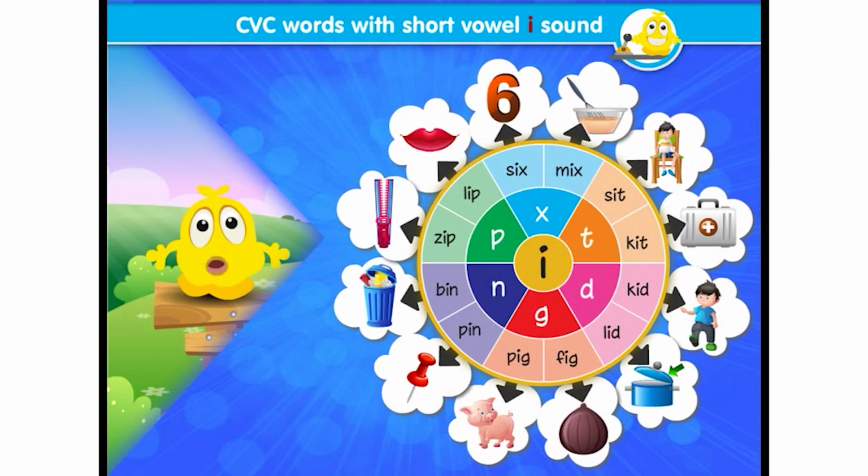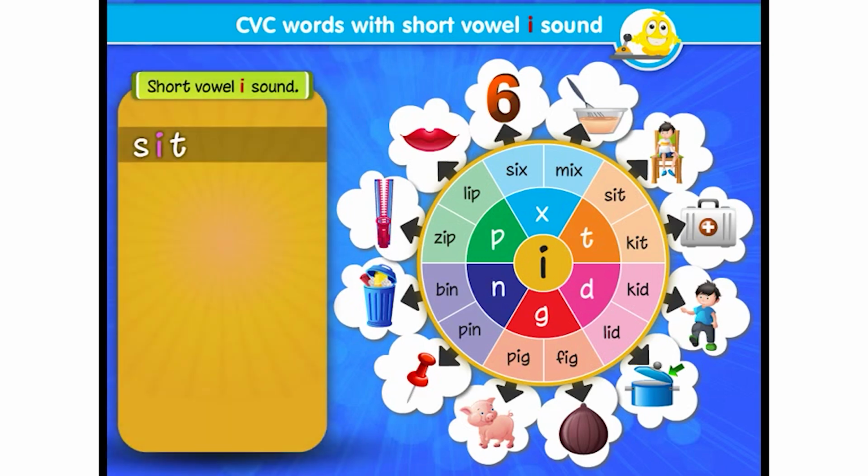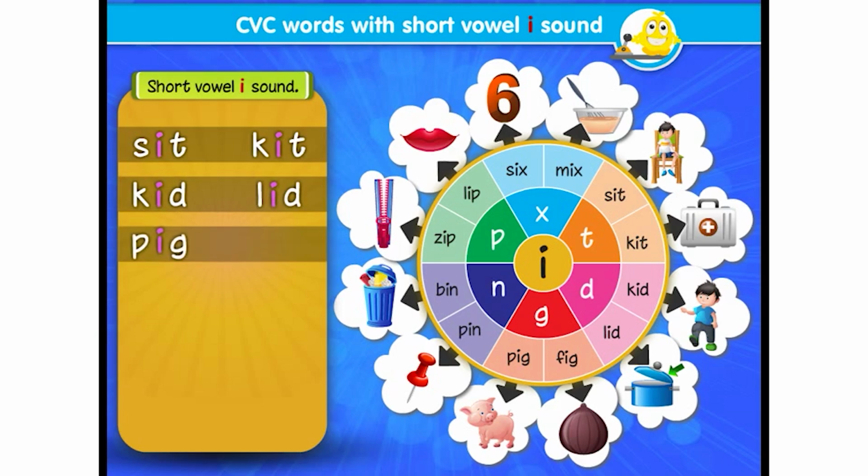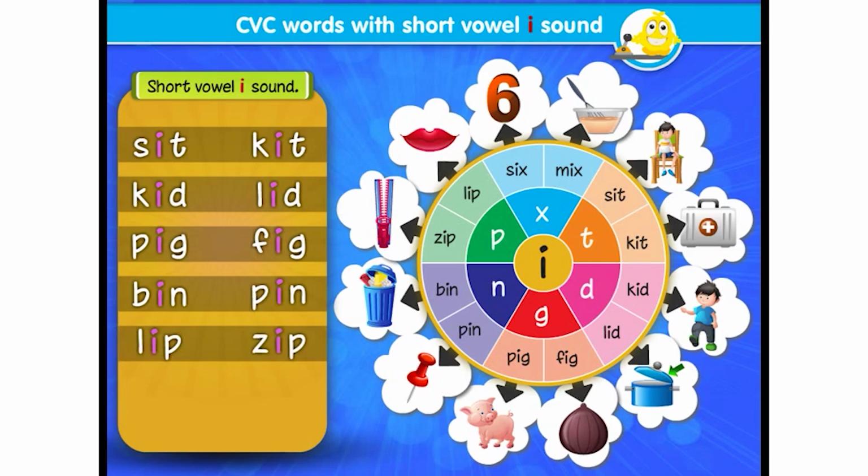Here the vowel is pronounced a little faster. So it is called short vowel sound. It's time to recall the words with short vowel I. Sit, kit, kid, lid, pig, fig, bin, pin, lip, zip, mix, six.